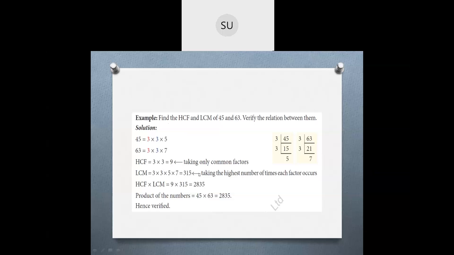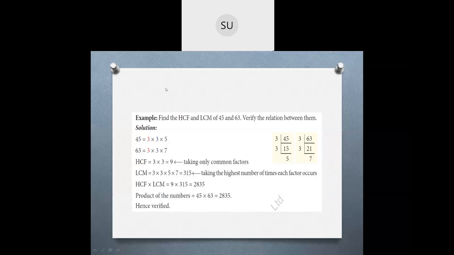Now to verify the relation, you will multiply HCF with LCM. So 9 into 315 gives you 2835. And the product of the numbers, that is 45 into 63, is also 2835. So HCF into LCM is equal to the product of the numbers. So the relation is verified.